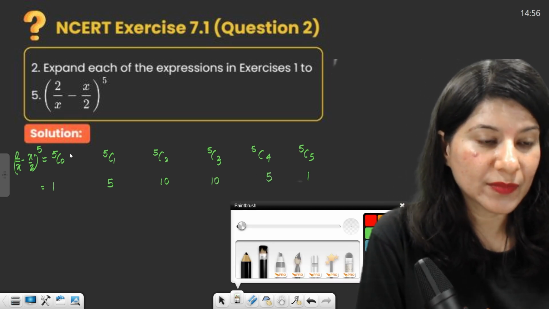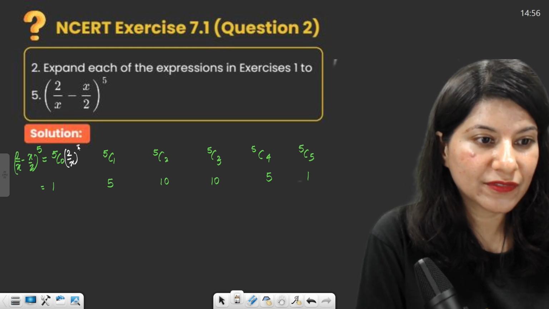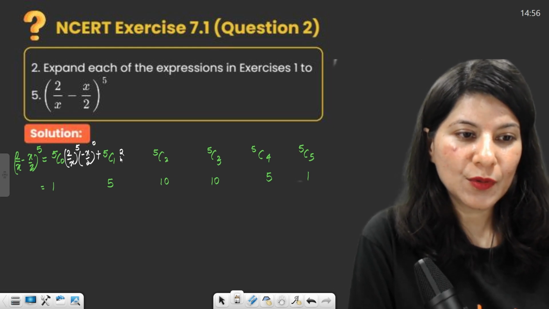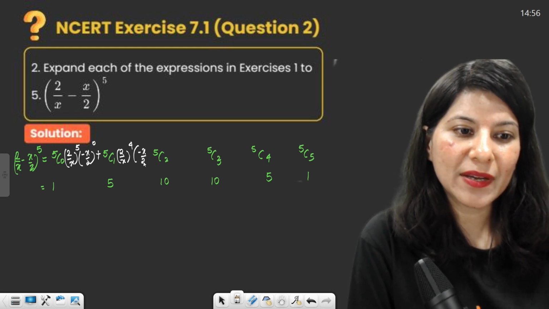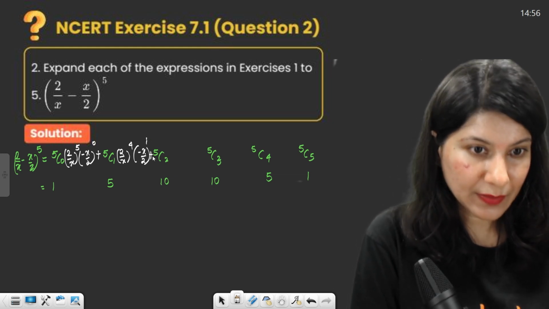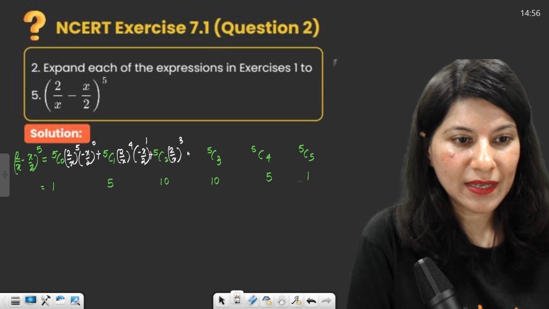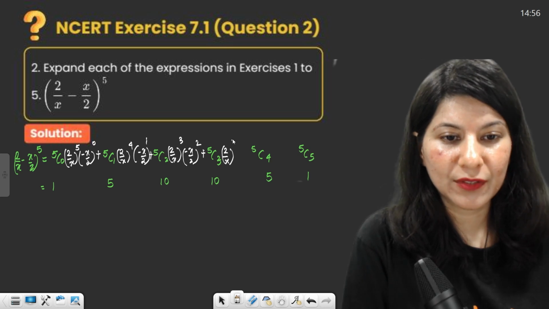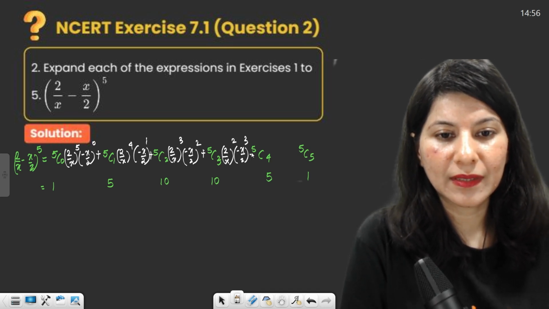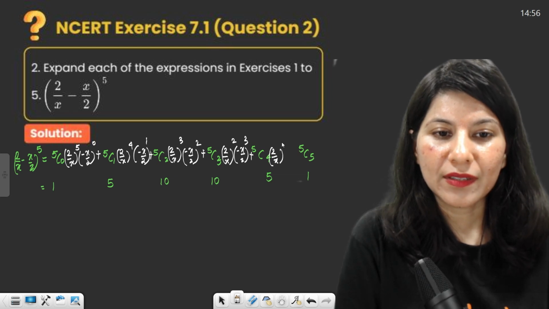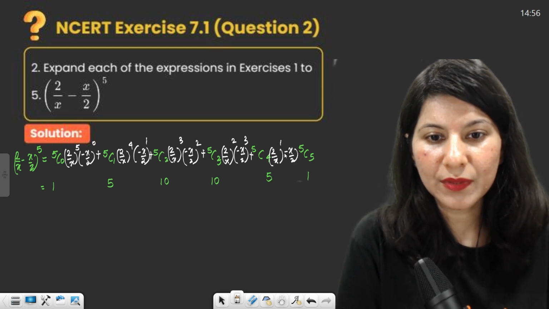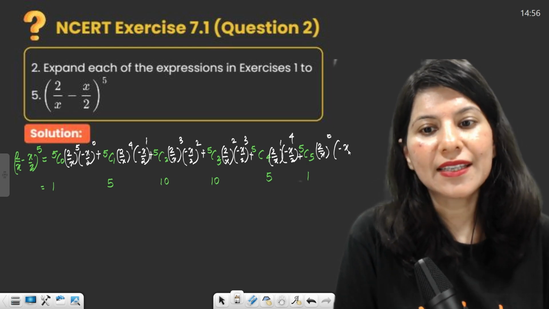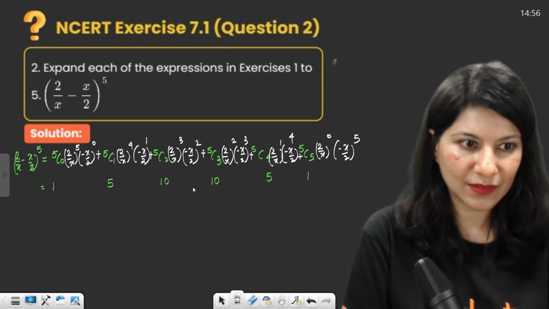And now the terms: 2 by x raised to power 5 and minus x by 2 raised to power 0, plus 2 by x raised to power 4, minus x by 2 raised to power 1, plus 2 by x raised to power 3, minus x by 2 raised to power 2, plus 2 by x raised to power 2, minus x by 2 raised to power 3, 2 by x raised to power 1, minus x by 2 raised to power 4, plus 2 by x raised to power 0, minus x by 2 raised to power 5. Let's just resolve it.